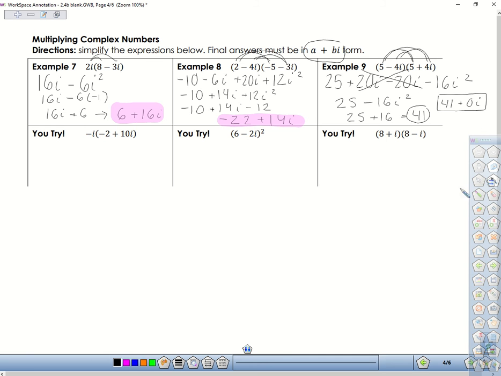Any questions so far? Alright, now we're going to use the distributive property again, so I'll go through these with you guys. This becomes 2i minus 10i squared. This becomes 2i plus 10, and write that in standard form. That becomes 10 plus 2i.